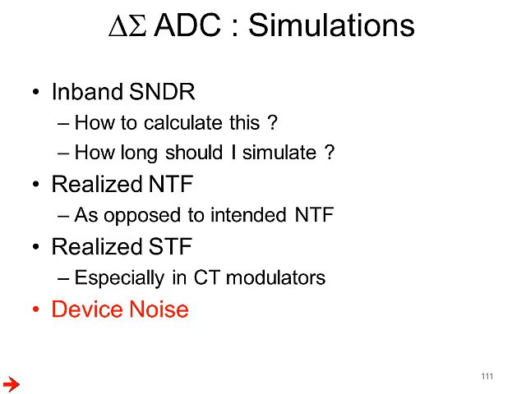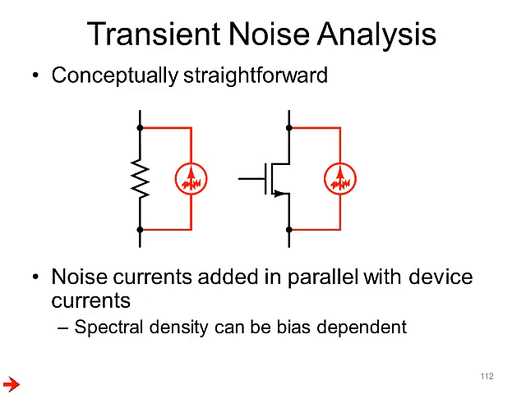The next thing is to simulate device noise. There are two ways again of doing this. One is what is called the transient noise analysis, which a lot of CAD vendors now show the capability of running. The idea is very straightforward. You just add a noise source in parallel with every device. And since you have control over the spectral density of the noise that you're adding, the spectral density can be bias dependent, what have you.